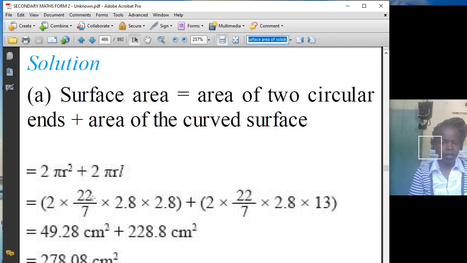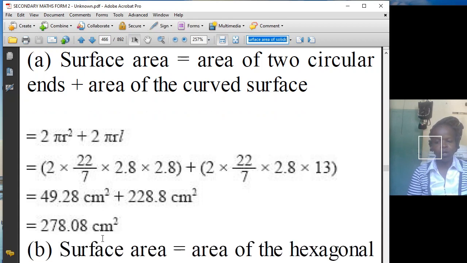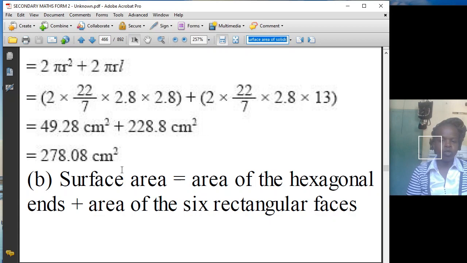We have 2 times 22 over 7 times 2.8 times 2.8 plus 2 times 22 over 7 times 2.8 times 13. That is the L, which is the same as the height. Then you can press your calculators, get the values as 49.28 plus 228.8, which gives you 278.08 square centimeters. That is the total surface area for that cylinder.